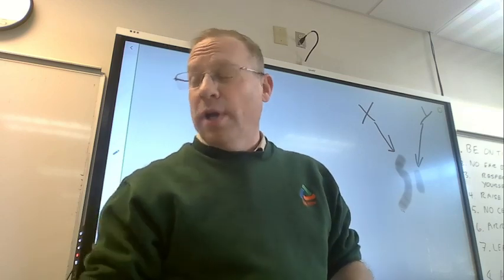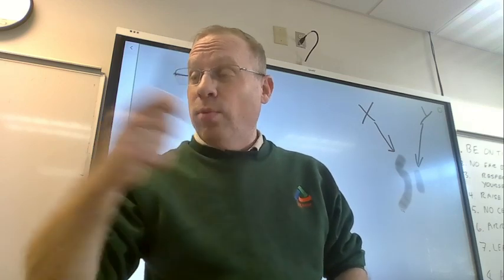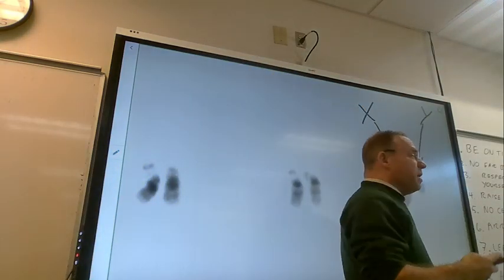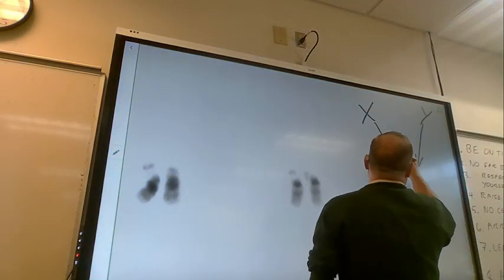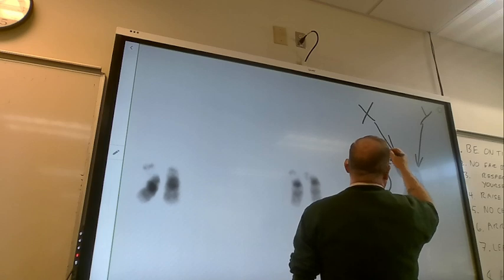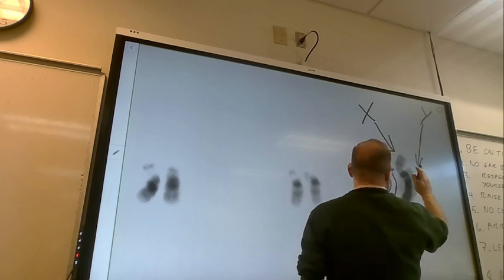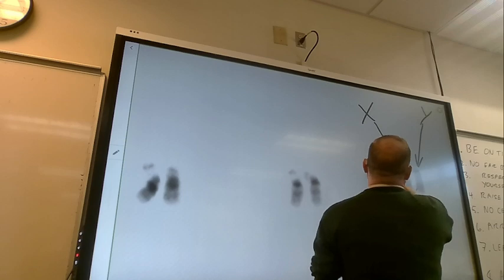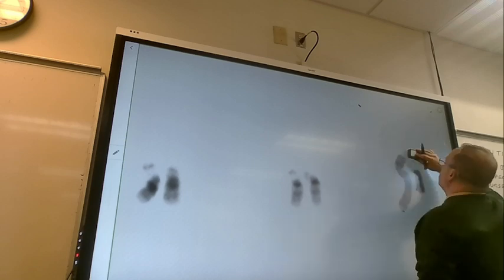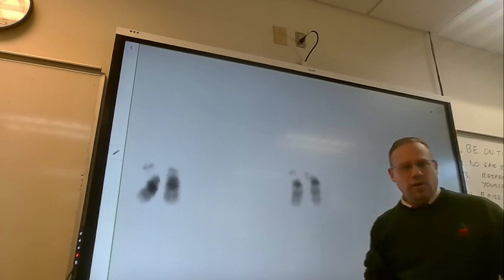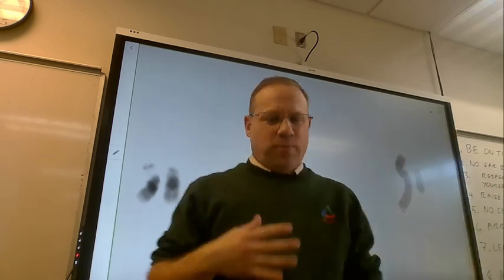You have two X's, you're a female. You have an X and a Y, you're a biological male. Now, that means if a female was here, it would look like this size, and this wouldn't be here. Okay? X versus Y. Now, X chromosomes are pretty large. Y chromosomes are pretty short. They're pretty small.